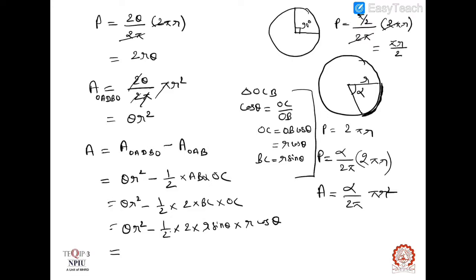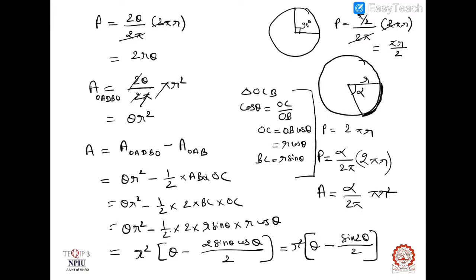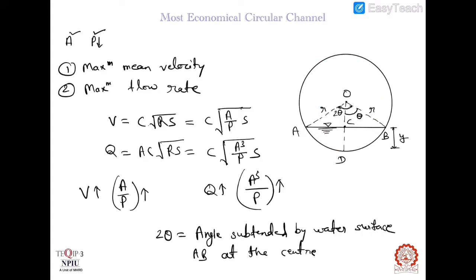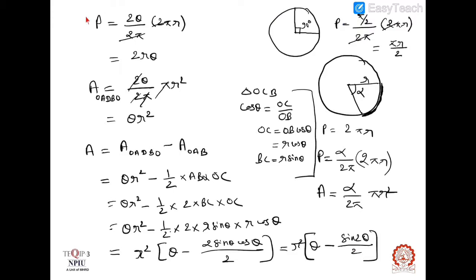Here we can keep R square common from both the terms. R square theta minus 2 sin theta cos theta divided by 2, which is R square theta minus sin 2 theta divided by 2. So this is the area of flow in case of a circular channel. So now we have perimeter as 2r theta and area of flow as R square theta minus sin 2 theta divided by 2.